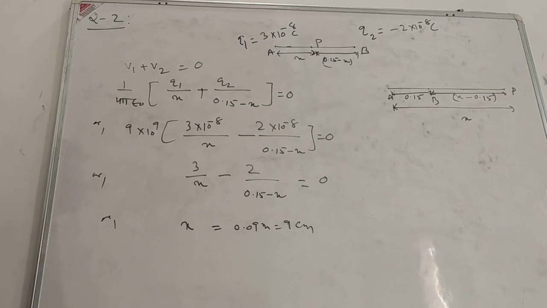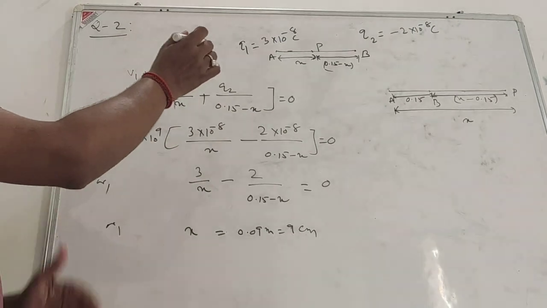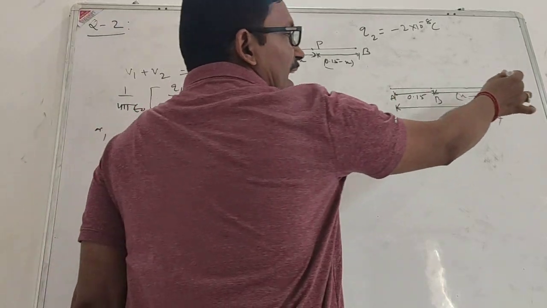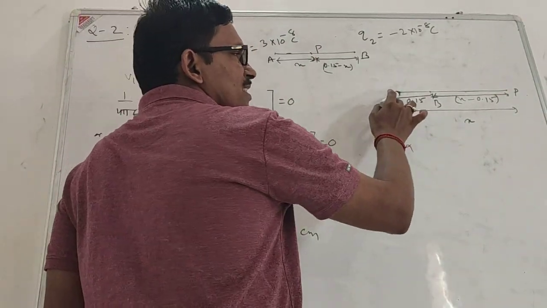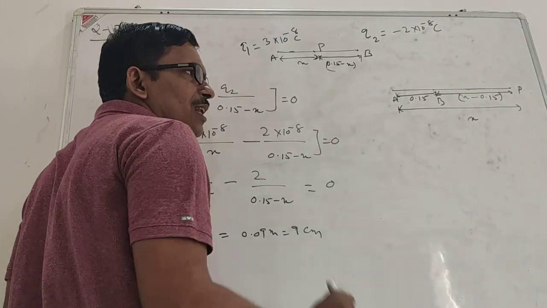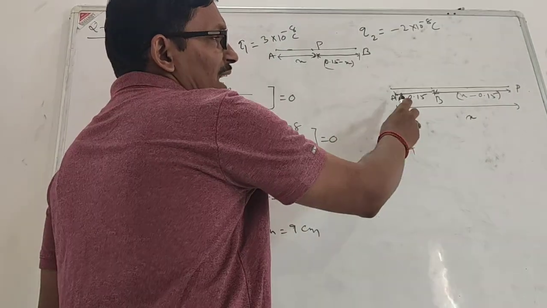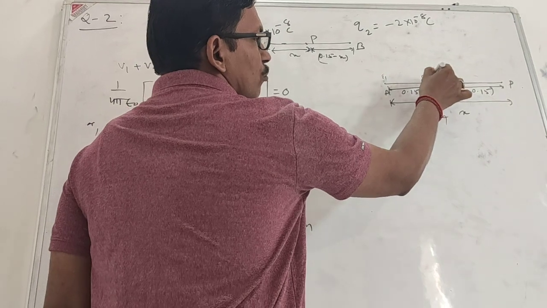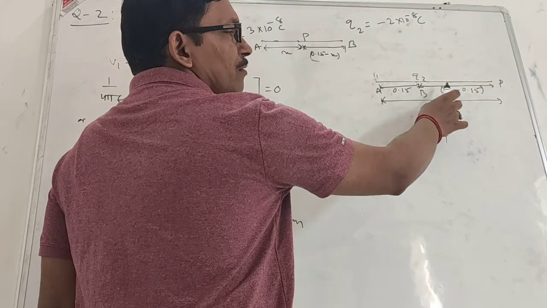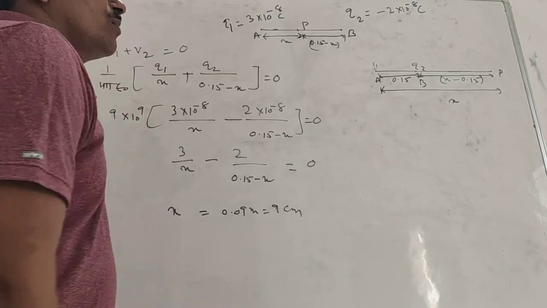So in this question, there may be another possibility. The point P may lie outside the line joining the two charges. It may lie outside on the extended line. Similarly, as before, let the point P be at a distance x from the charge Q1, and the distance between the charges, this is Q1, this is Q2, is 0.15 meter, that is 15 centimeter. So the distance of charge Q2 from P is x minus 0.15 meter.